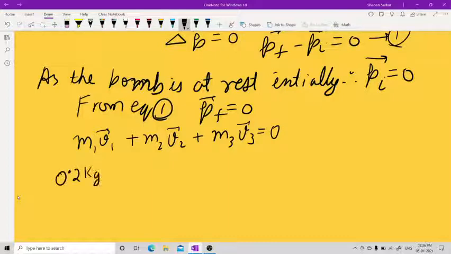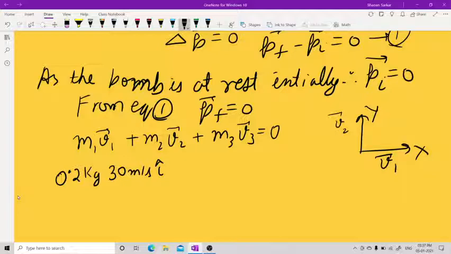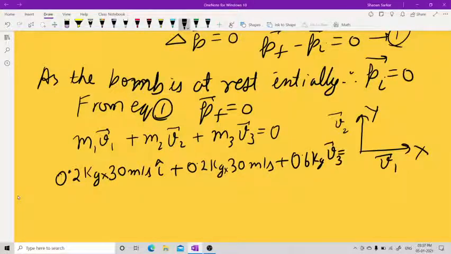Now we just saw this is 0.02 kg, and this is 30 meter per second i cap, because v1 is going in this direction and v2 is going in this perpendicular direction. This is the x-axis, this is the y-axis. So 0.02 kg into 30 meter per second plus m3, which is 0.06 kg, times v3, and this is equal to 0. Now from here we can cancel the points and the kgs.